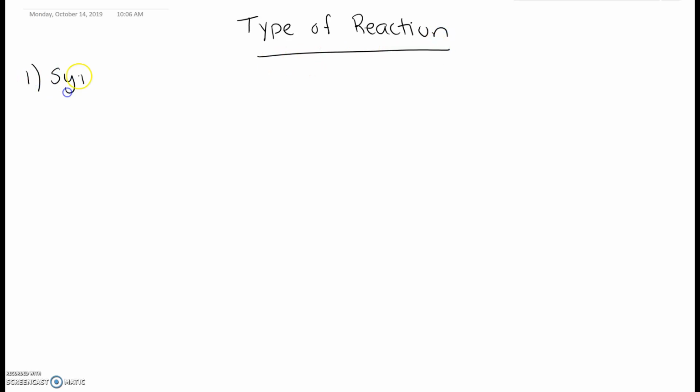I just wanted to go over how to determine the type of reaction and then how to predict the products. So the first thing is how to tell what type of reaction you have. Okay, so there are 5 types of reactions. The first being synthesis or combination.